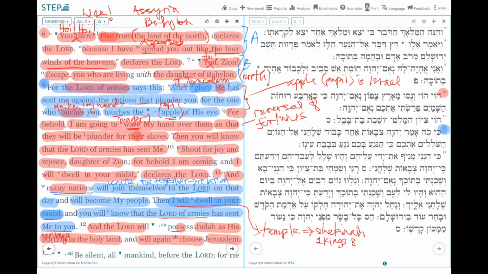So, possess here literally means to take or acquire, right? Acquire. What else does it mean? It will mean to inherit. Now, this is also a reverse. So, take a look at this. Judah inherits the land.